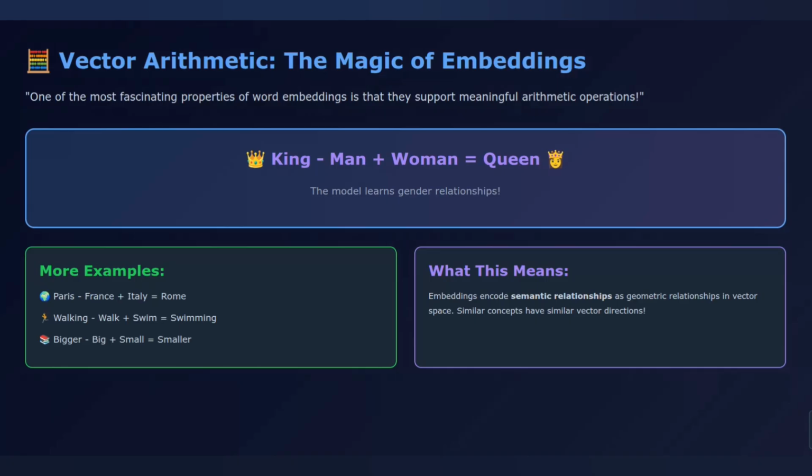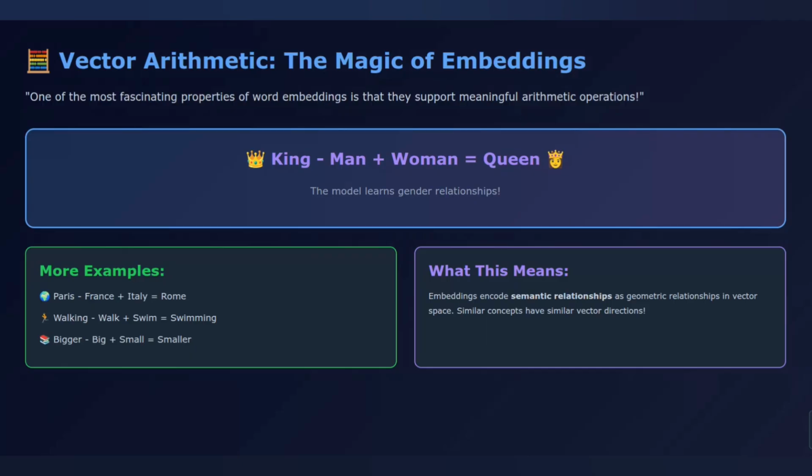Vector arithmetic. King minus man plus woman equals queen. Think about this. We're literally doing math on words, and it captures gender relationships. This isn't programmed. The model learned this just from reading text.